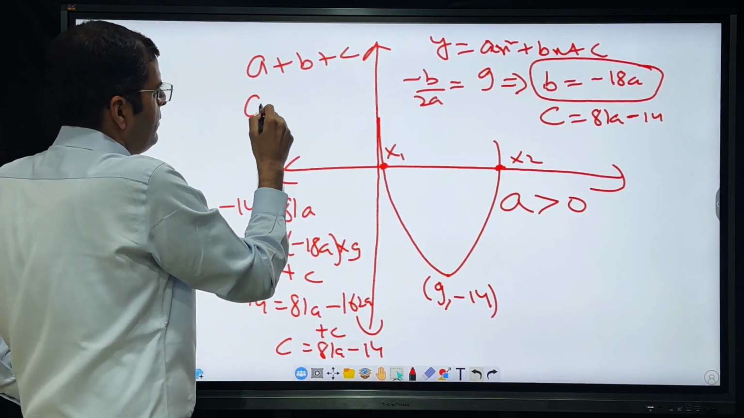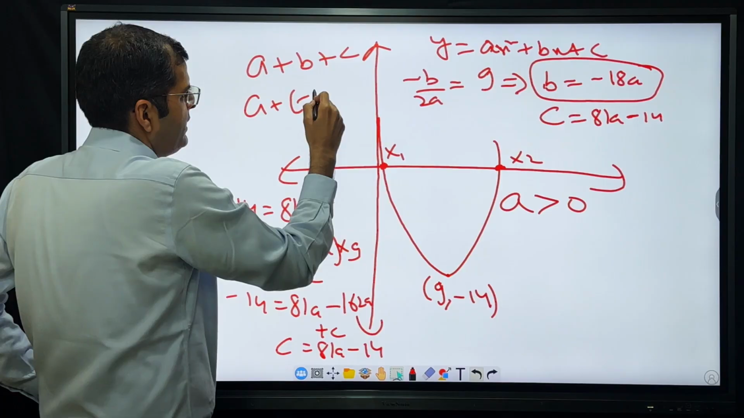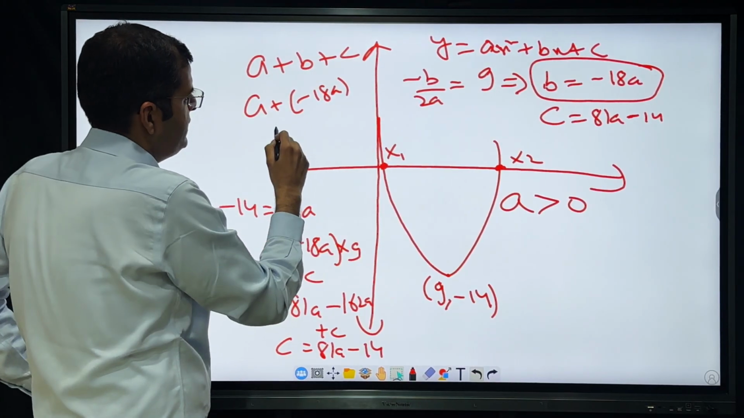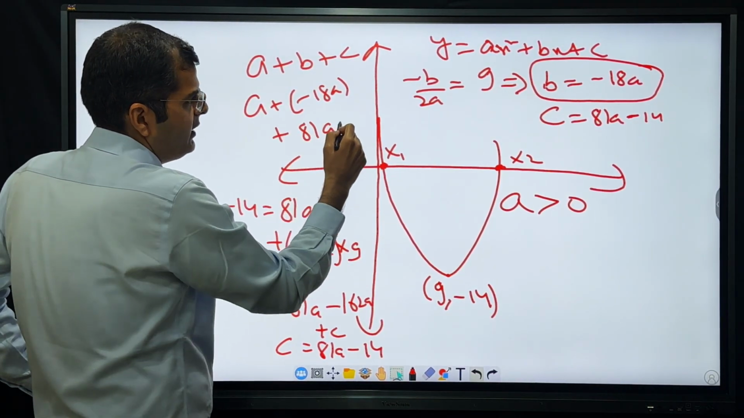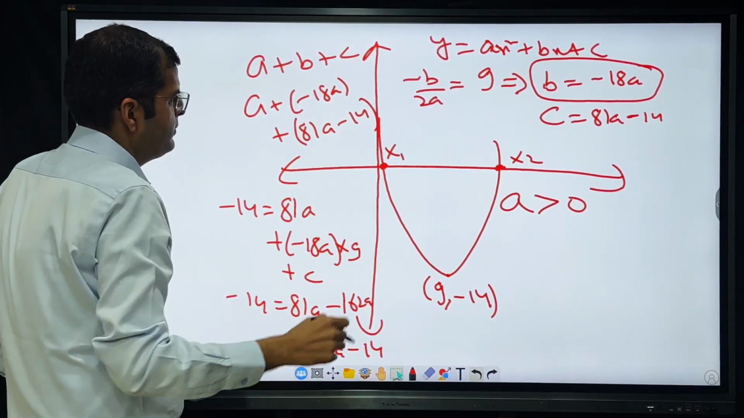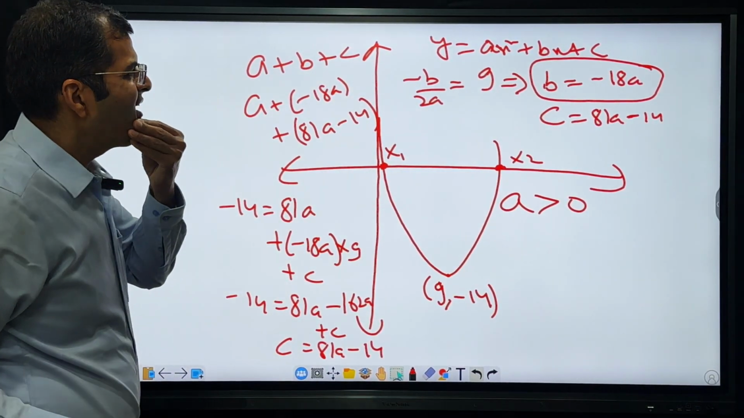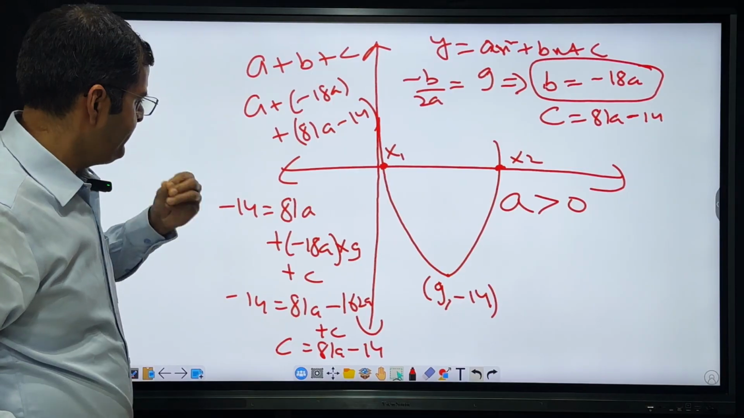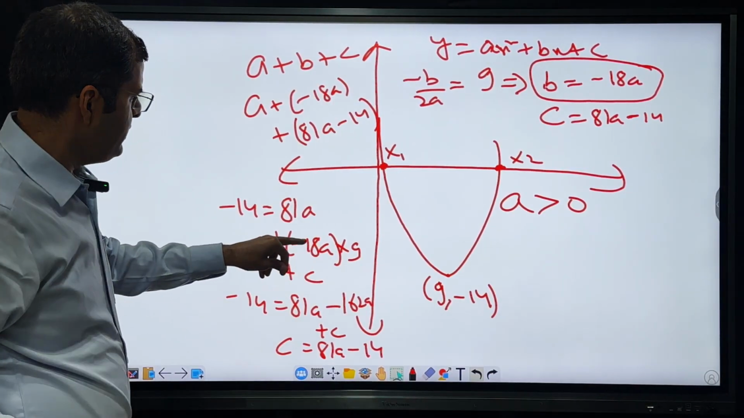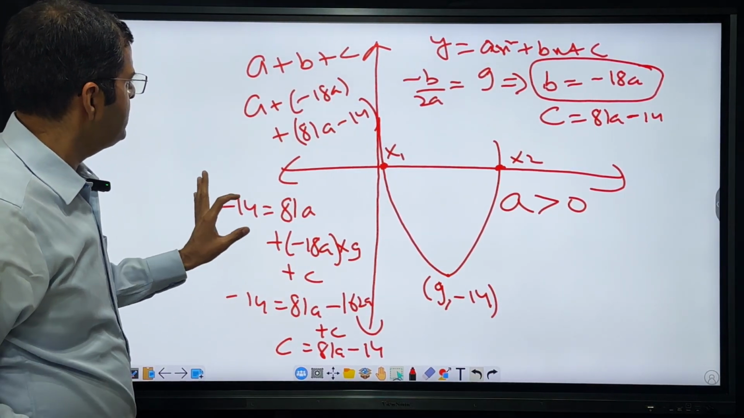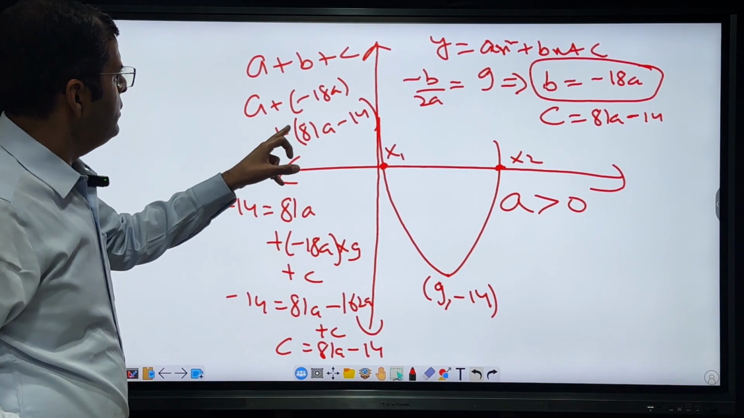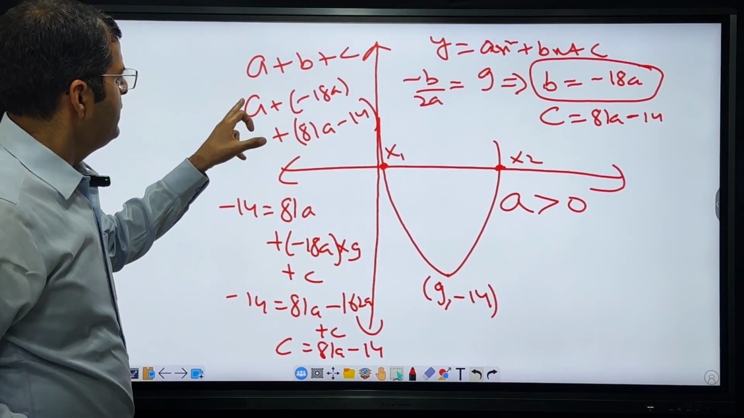So a is a only, b is what? Minus 18a and c is what? 81a minus 14. Okay, this is what I get. 18 into 9 is 81 minus 162. Yeah, 81a minus 14. So what does this become?